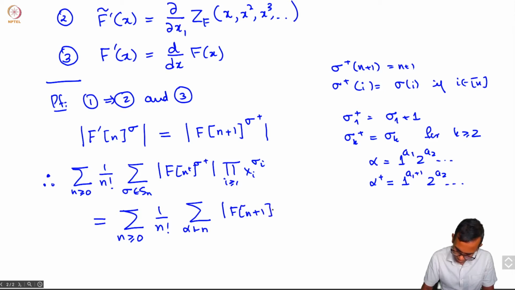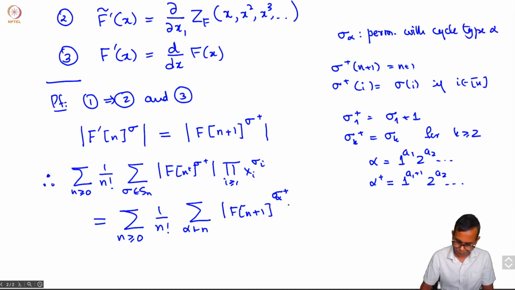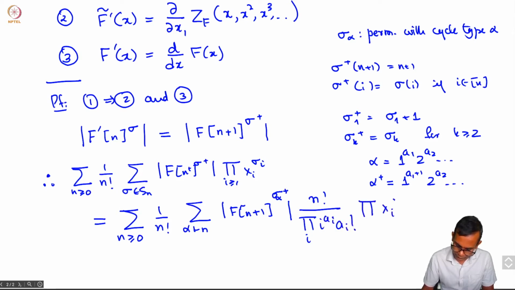1, number of invariants under a permutation sigma plus, which will have cycle type alpha plus if sigma has cycle type alpha. So maybe I'll say sigma alpha, where sigma alpha is a permutation with cycle type alpha. And then we'll have the number of permutations with cycle type alpha. So that's n factorial divided by product over i of i raised to ai times ai factorial, and then we'll have product x sub i to the power ai.